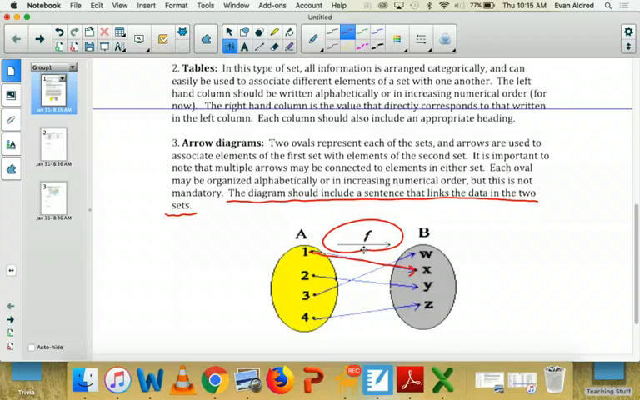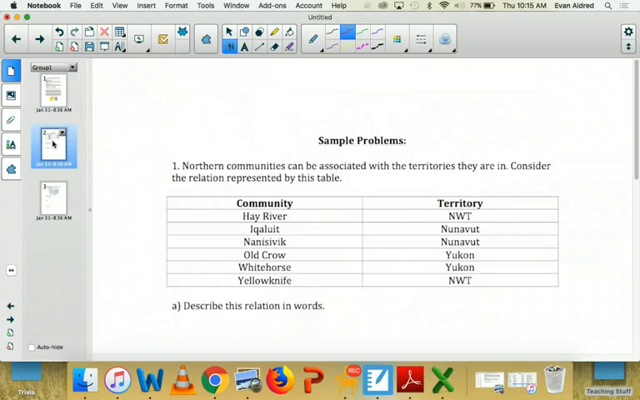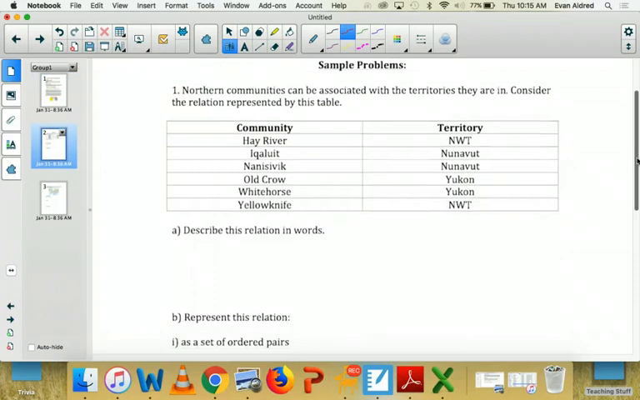All right, so those are the 3 types of representations we're going to do, but as with anything in math, it's oftentimes more beneficial to see an example. So there are 2 on pages 2 and 3 of the reference guide, so let's take a look at those now. The first example: northern communities can be associated with the territories they are in. Consider the relation represented by this table.